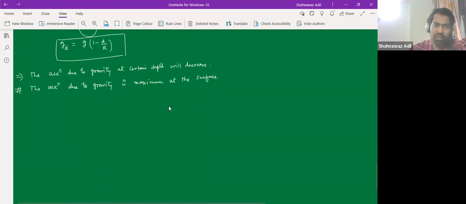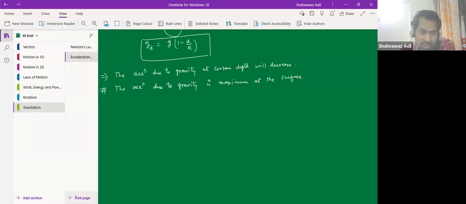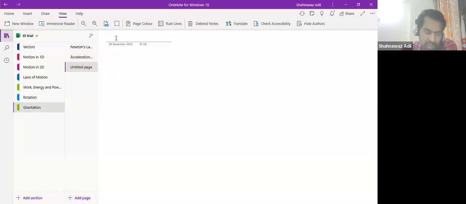Okay, these are the two things, right? Acceleration due to gravity will decrease when we go above or below the surface, and the gravity would be maximum at the surface. Those are the two things that we take from the equation. Now the next thing is very important: gravitation.